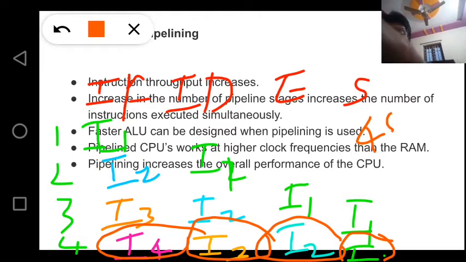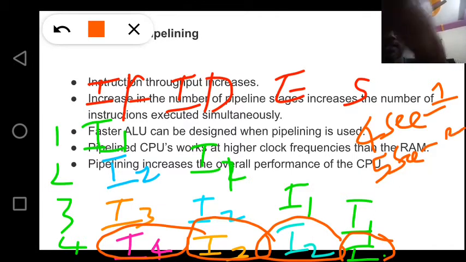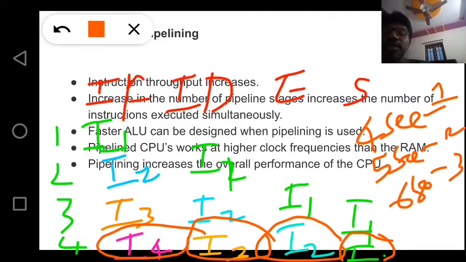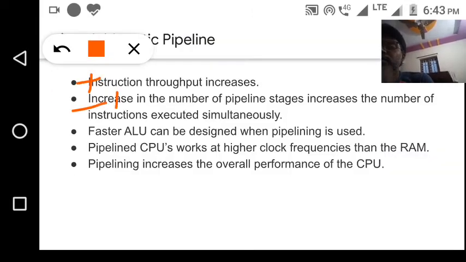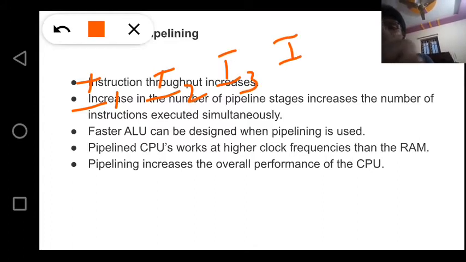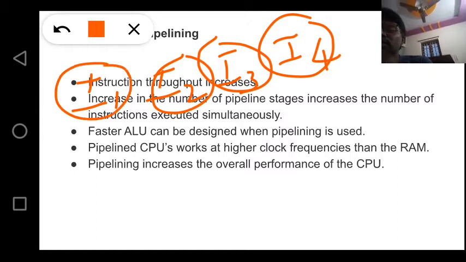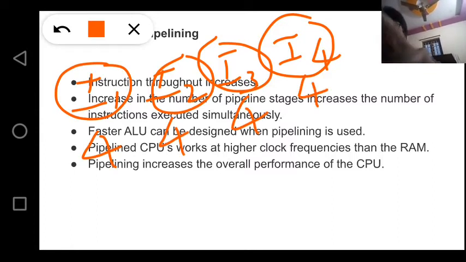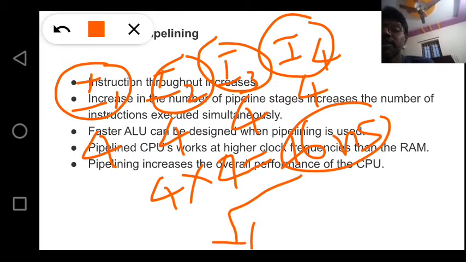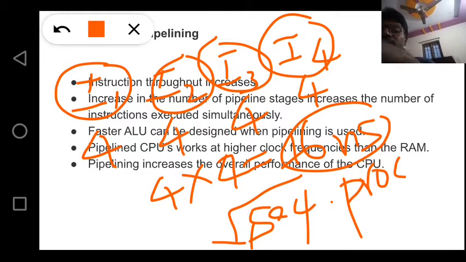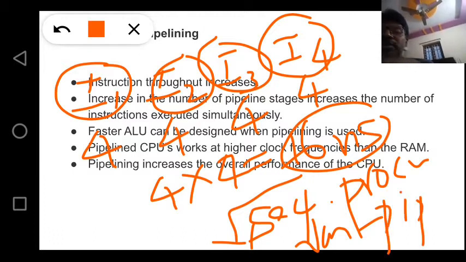So after 4 seconds, one instruction execution completes. After 5 seconds, the second instruction will complete. After the 6th second, the third instruction. After the 7th second, the fourth instruction. So for executing 4 instructions, I1, I2, I3, I4, if each instruction takes 4 nanoseconds, 4 into 4, total 16 nanoseconds, it takes in sequential processing or non-pipelining processing.